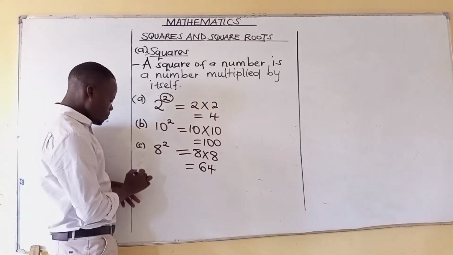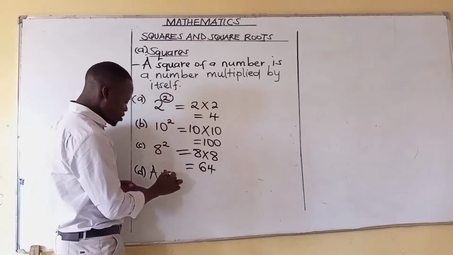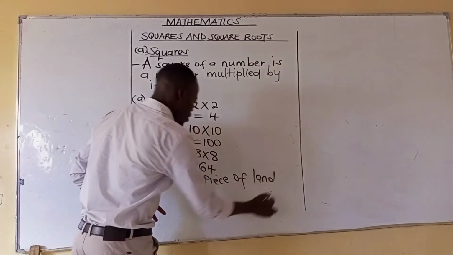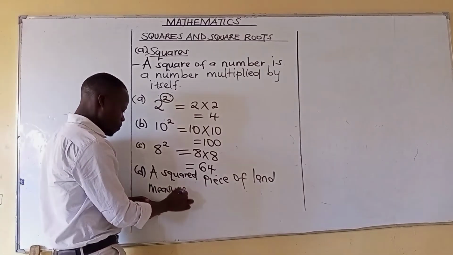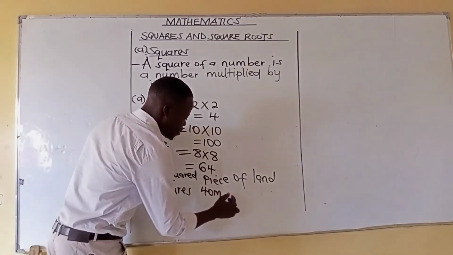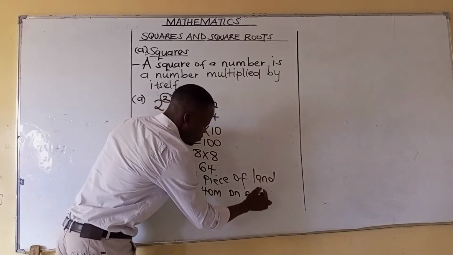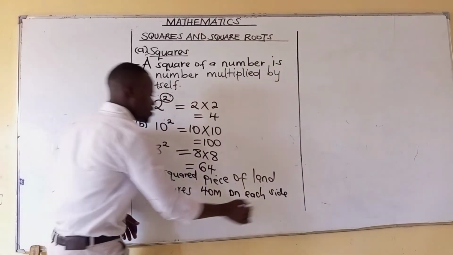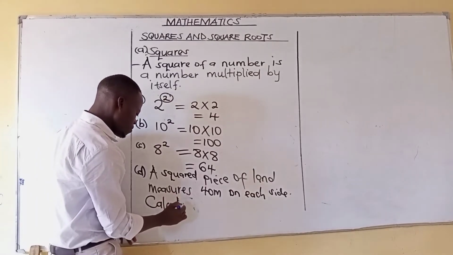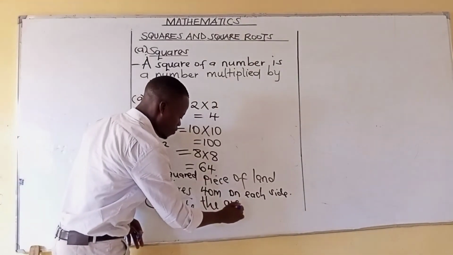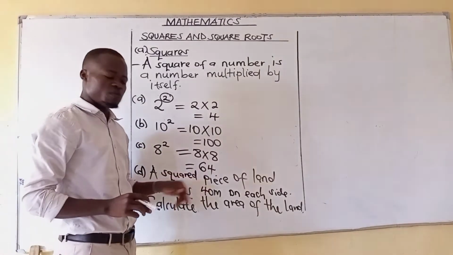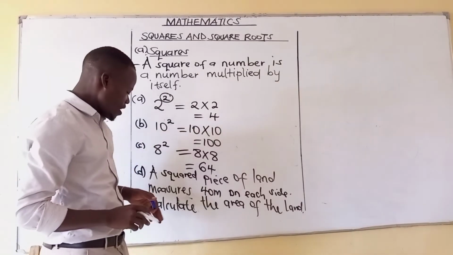We can have one example for a word problem, which says: a square piece of land measures 40 meters on each side. Then you are asked to calculate the area of the land. So this one says a square piece of land measures 40 meters on each side, and we are told to calculate the area of the land.